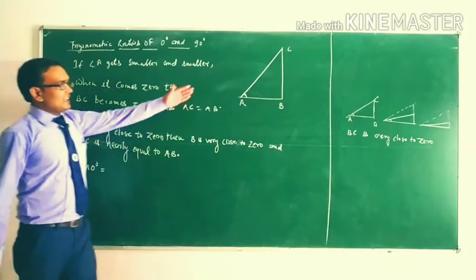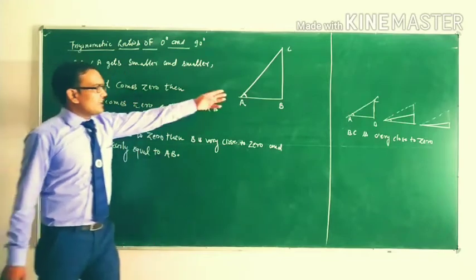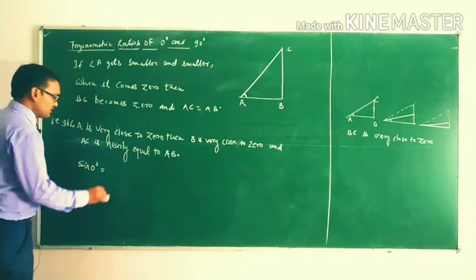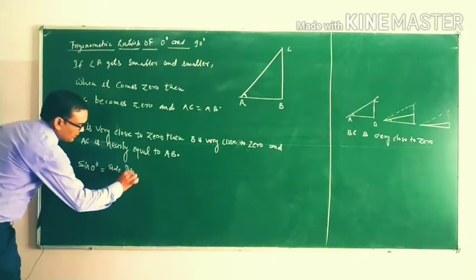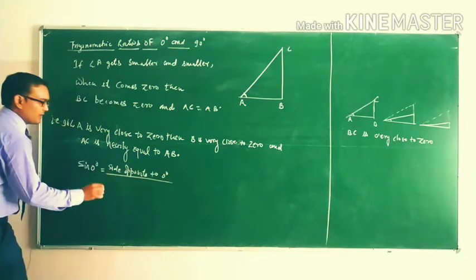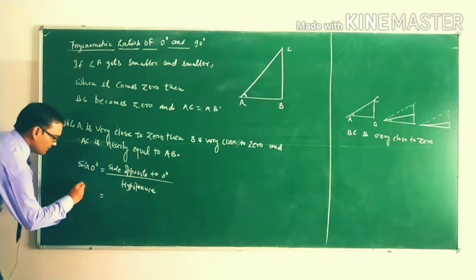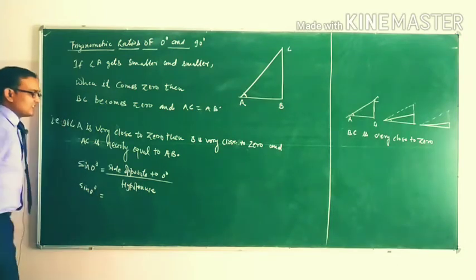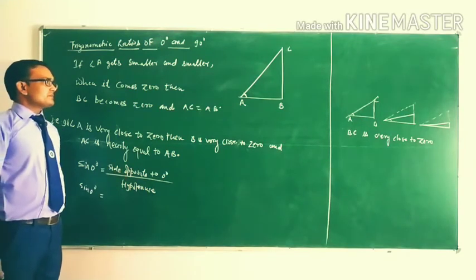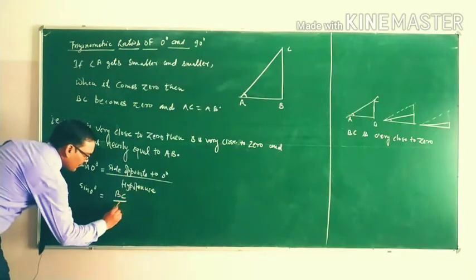That means angle A becomes 0. If angle A becomes 0, then for angle A, sine 0 is the perpendicular side, that means the side opposite to 0 degree, upon hypotenuse. Okay students, that means sine 0 degree is the side opposite to the 0 degree, BC, upon AC.